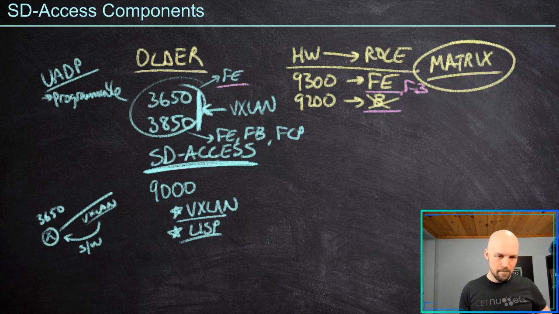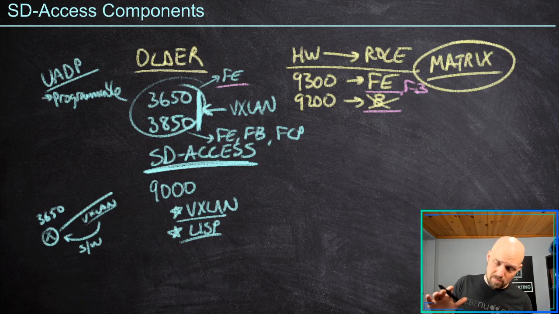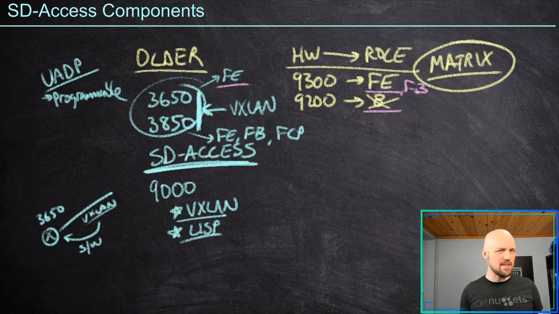From an exam perspective, from an ENCOR perspective, we do need to have some of this down pat. And it's not that hard for the most part. Lower end devices can be fabric edges only, and higher end devices or switches can be fabric borders and control plane nodes. We just kind of need to know where that dividing line is. And then routers as well are focused on border and control plane versus being fabric edges.